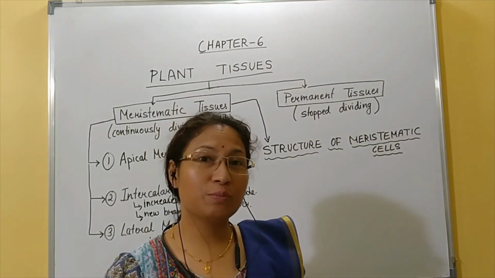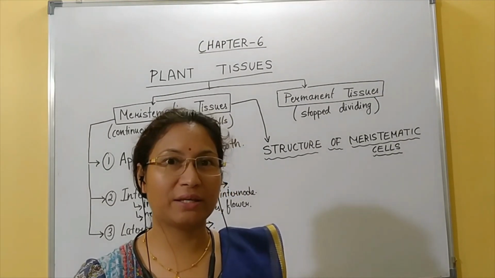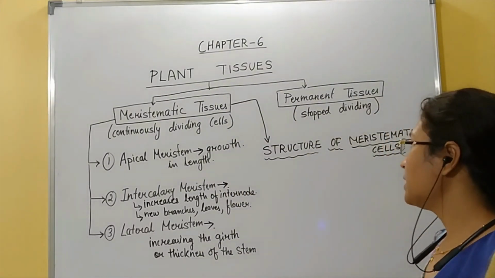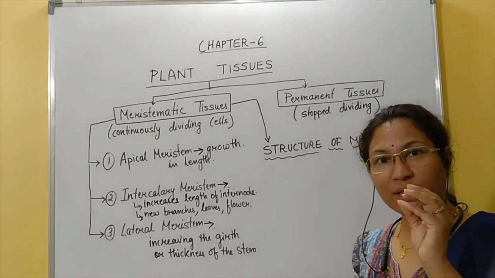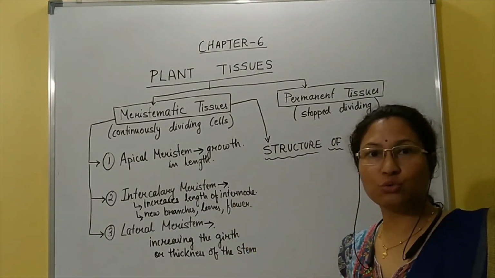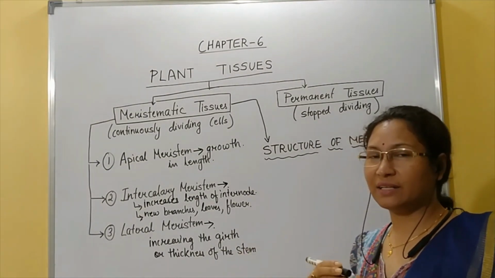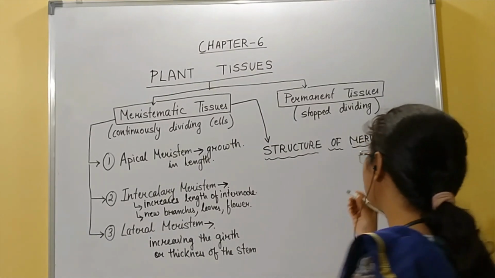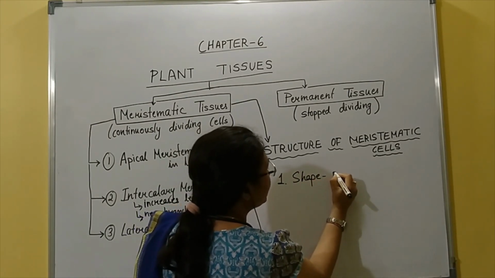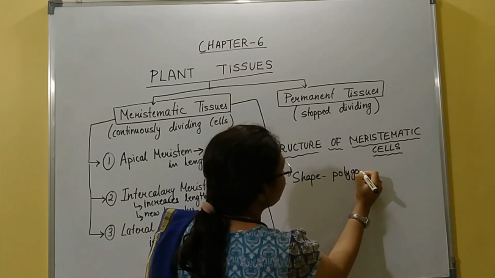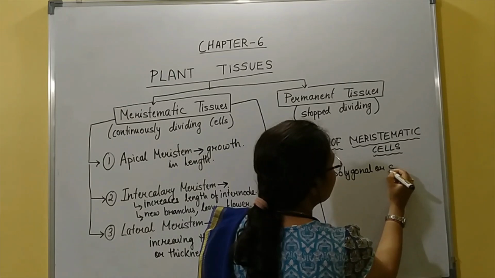Greetings students. Now you must be very curious to know, what does this meristematic cell actually look like? How should they look under the microscope? So these meristematic tissues, all of them, will look quite small in size. Among all these kinds of tissues, the meristematic cells will be the smallest in size because they are continuously dividing. These cells will have a shape which may be polygonal or roundish, that means spherical, you can say.